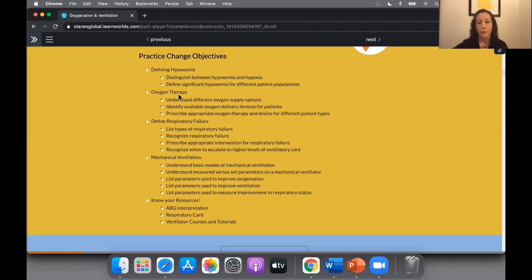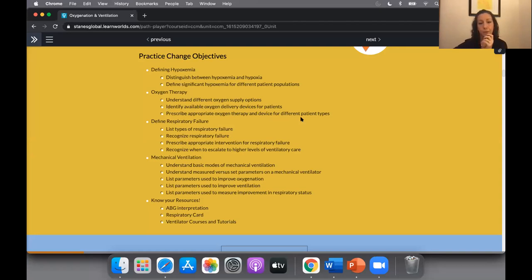The next section, we'll talk about oxygen therapy. We want to know where our oxygen comes from. And then we also want to know which devices are available to us to deliver oxygen to our patients who are hypoxic and need oxygen support. And so we want to appropriately prescribe oxygen therapy and devices for different types of patients. Not all patients are the same, as you know.